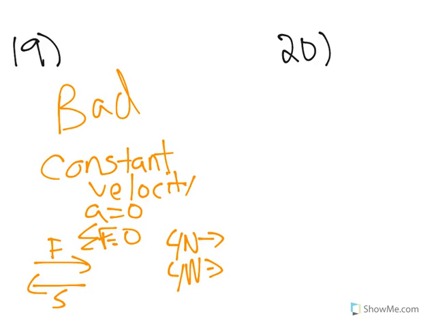Number 20. Which graph best represents the motion of an object falling from rest near the Earth's surface? This was another one that has a bad question. It should be C. The speed should increase as it falls. Okay? So I think in the back it says something else, but the answer should be C.